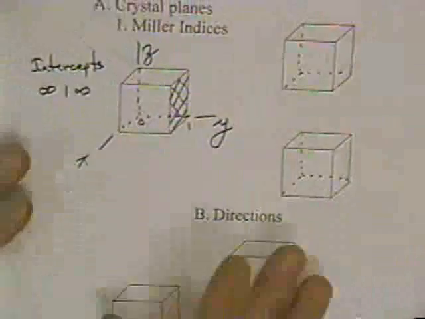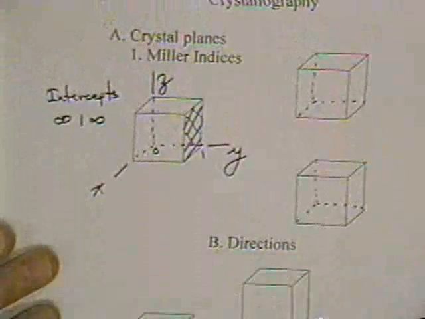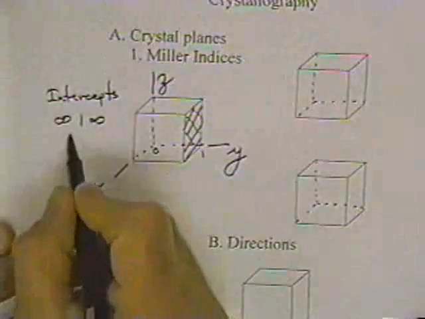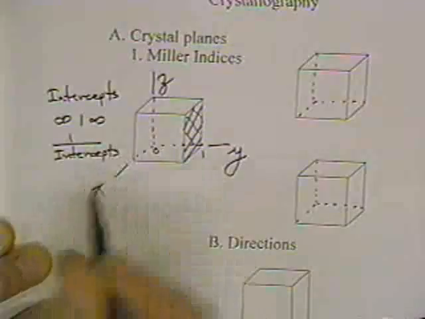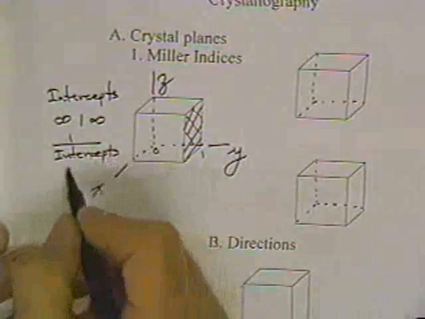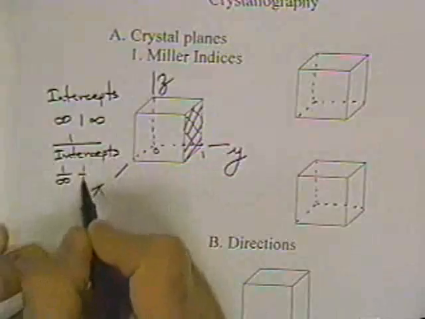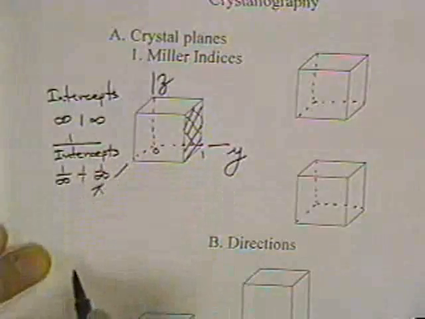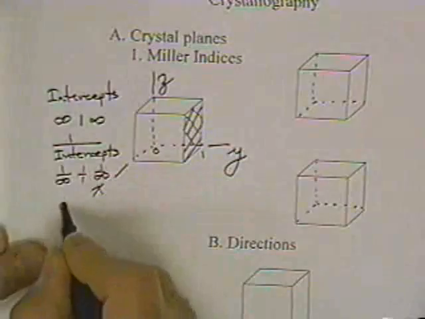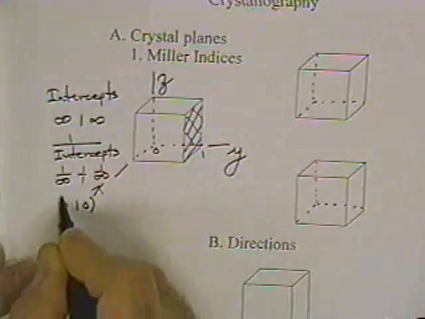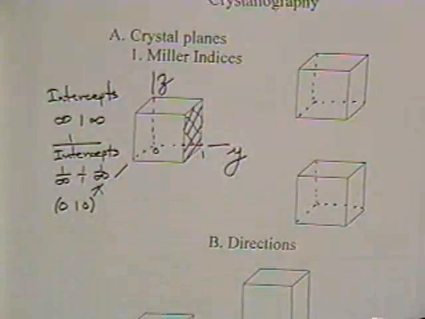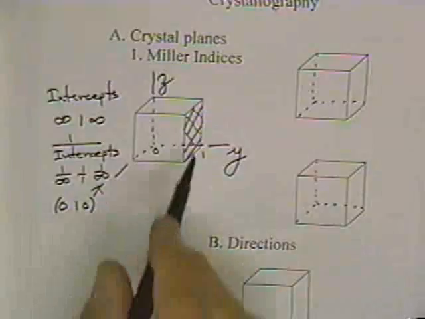So the intercept would be infinity, 1, and infinity. Now the next thing that you have to do, and this is maybe the trick, you take 1 over the intercepts. And those of you that are fast already can see what's going to happen. We've got 1 over infinity, 1 over 1, 1 over infinity. So the Miller indices will be 0, 1, 0, and for a particular plane they represent that with parentheses. So the Miller indices for this particular plane would be (0 1 0).